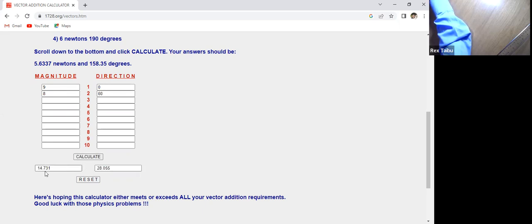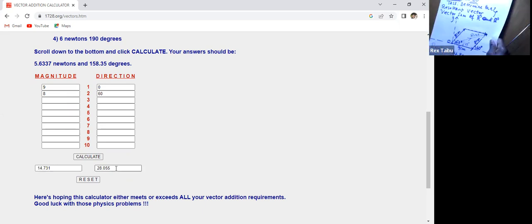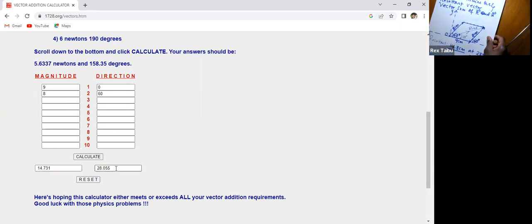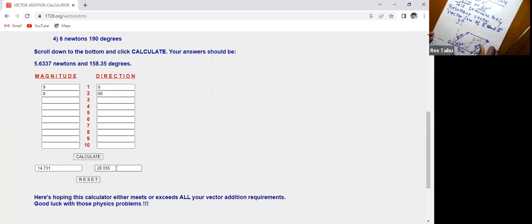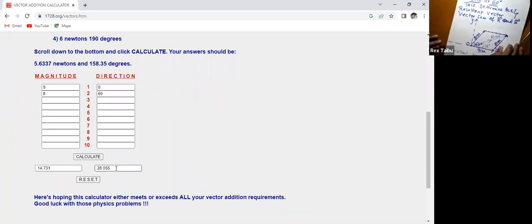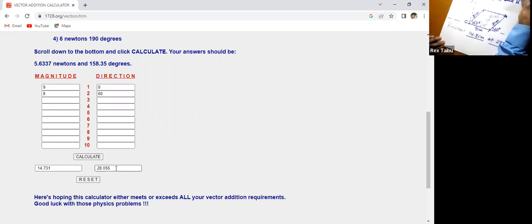The result is 14.73 and 28.05. We were very close. The results we see there are very close to what we see here. All right, so the results are actually similar. So take a look at that, the results we see from the vectors.